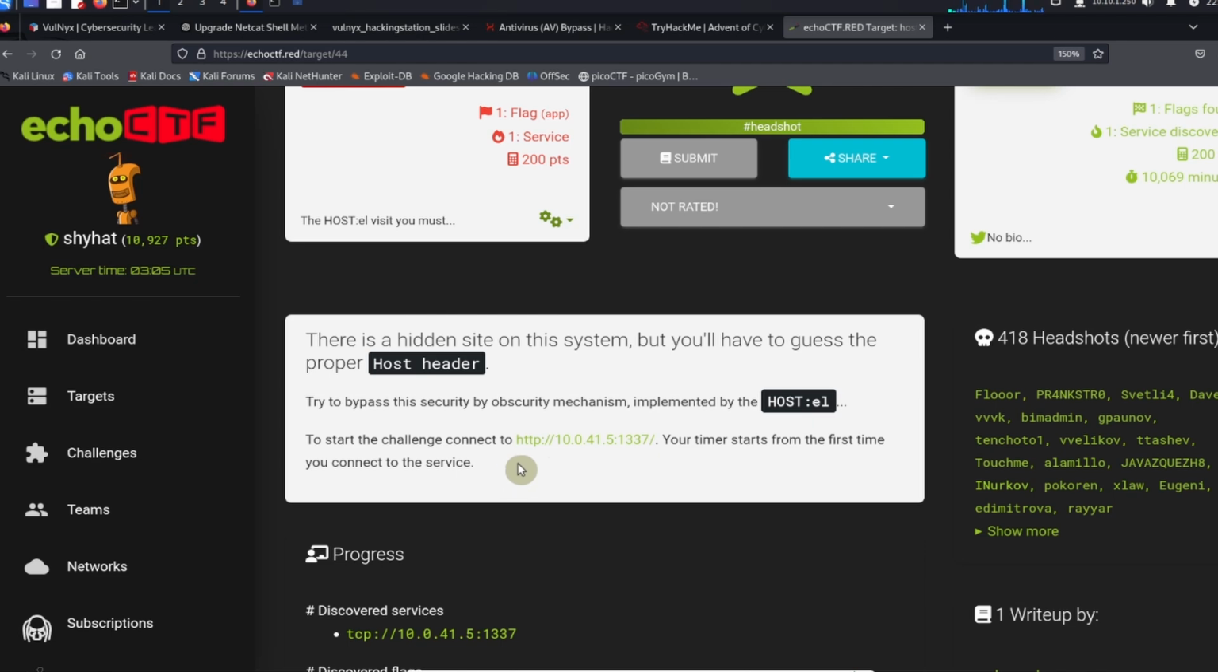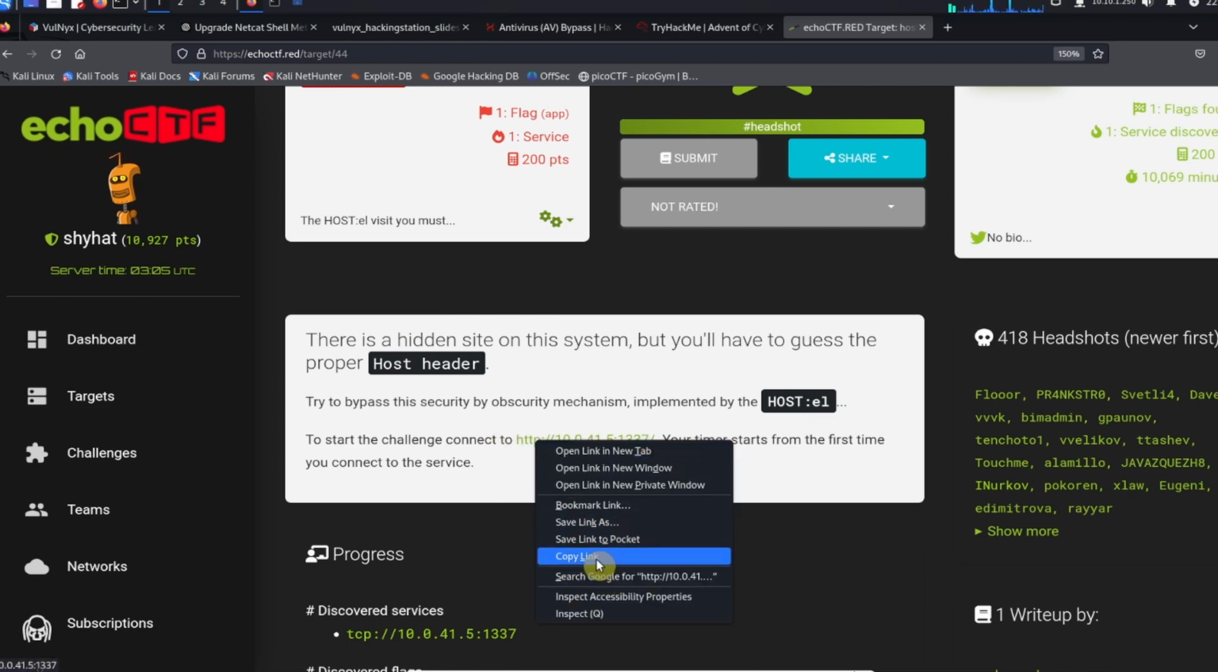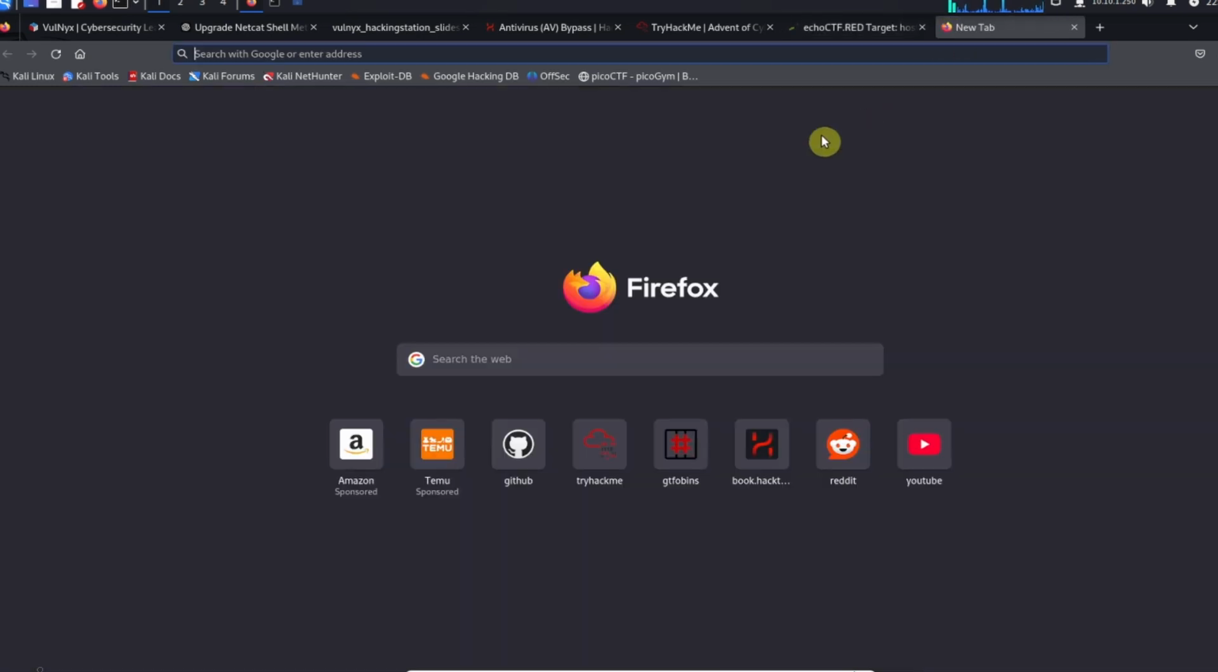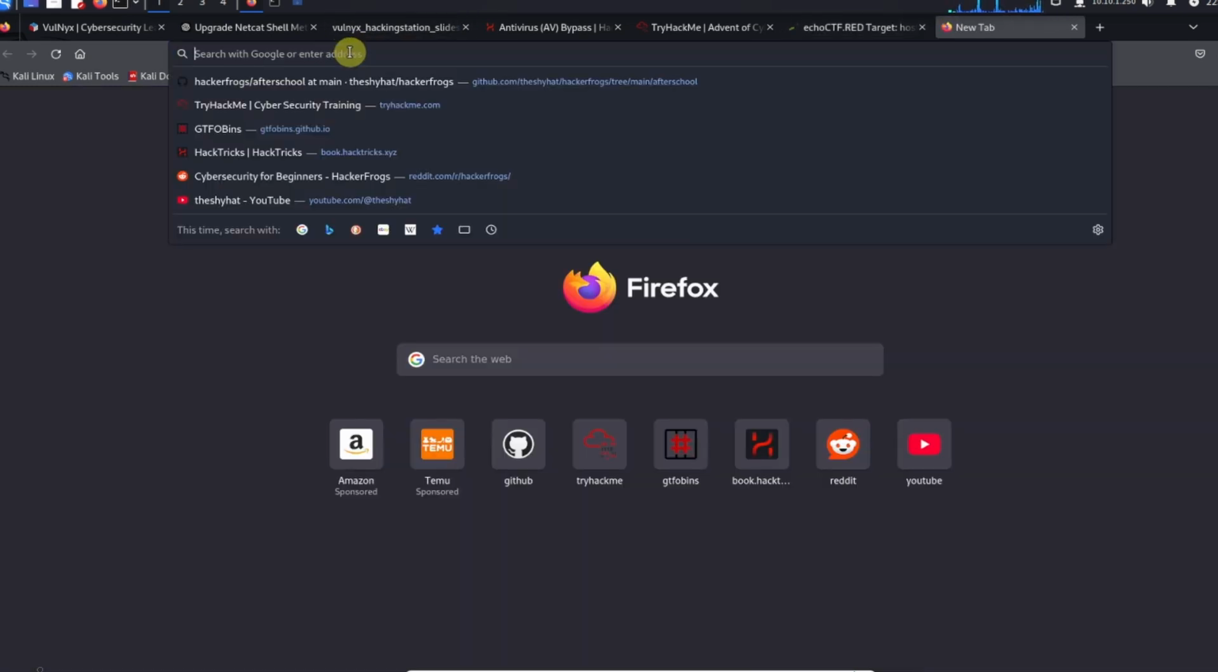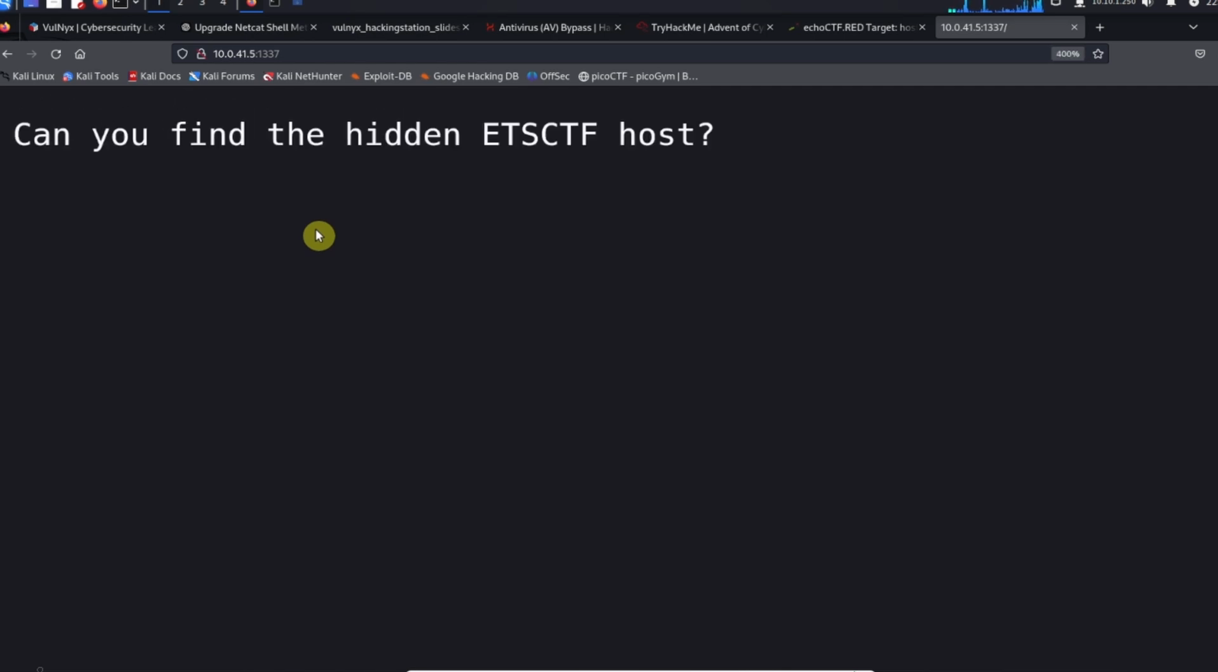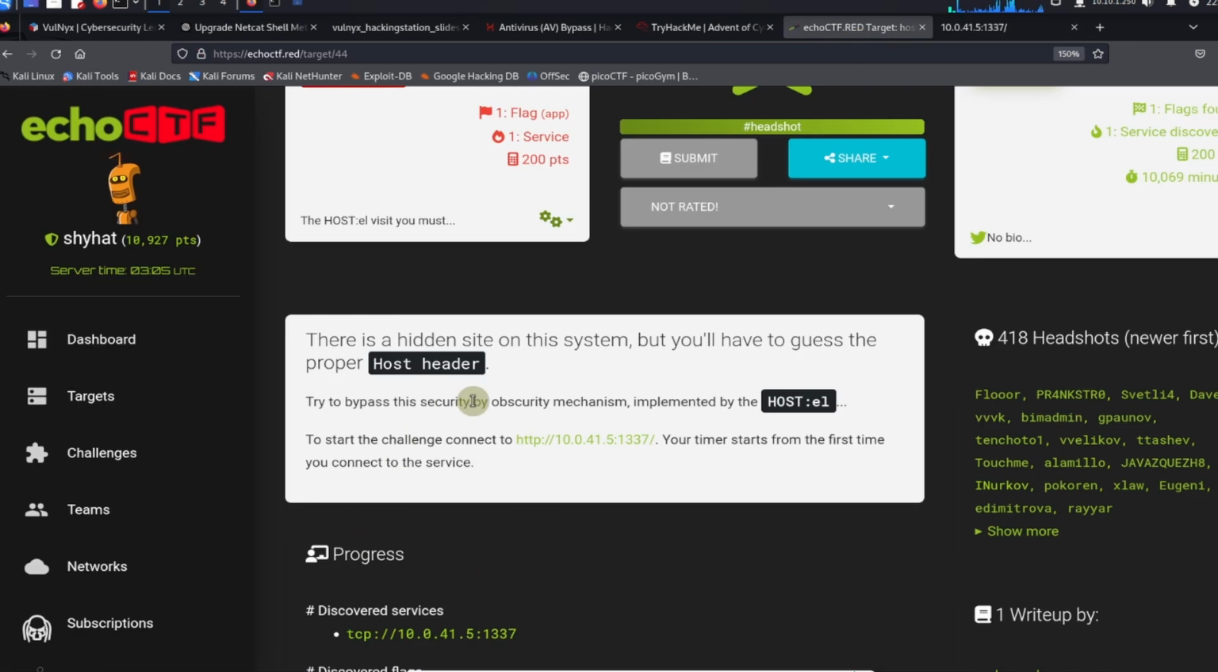Okay, so to start the challenge, we just need to access this URL right here. So we're going to copy this, and we're going to access this from our web browser. And it says in here, can you find the hidden ETS-CTF host? So this is talking about the host header, of course. It's talking about a host header, and we can actually insert our own host headers by using curl. And it's talking about this host right here.